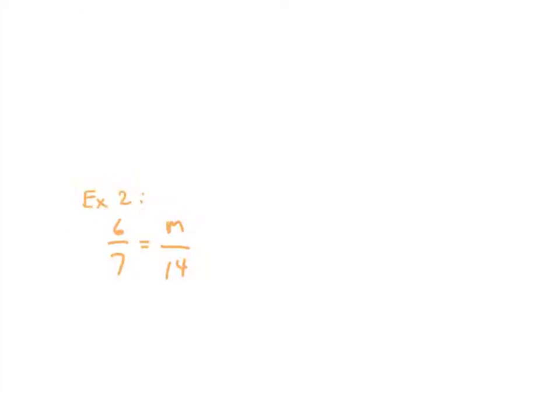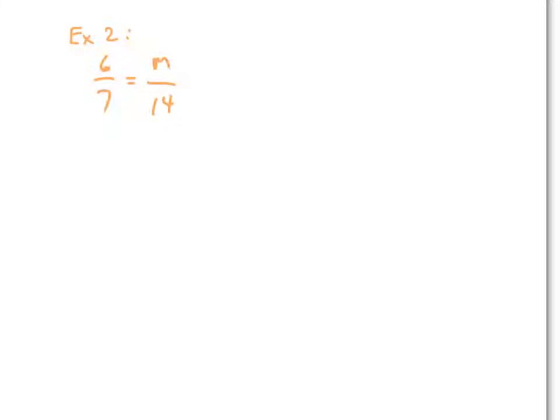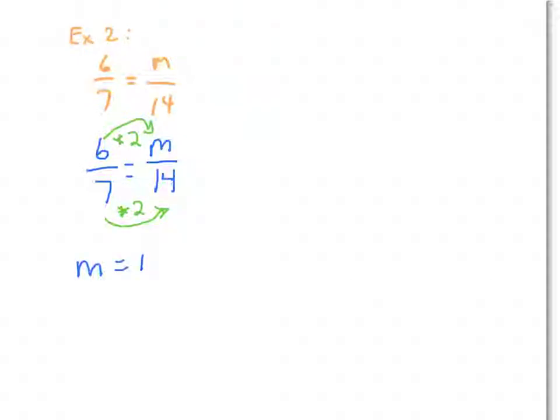All right, let's look at the next example. If I have 6/7 equals m over 14, it's a good example of how we could easily use the multiplier method. That was that third method I showed you. Well, we realize here that to get from 7 to 14, that is multiplied by 2. So to get from 6 to m, we would have to multiply by 2 as well. So that m has to equal 12.